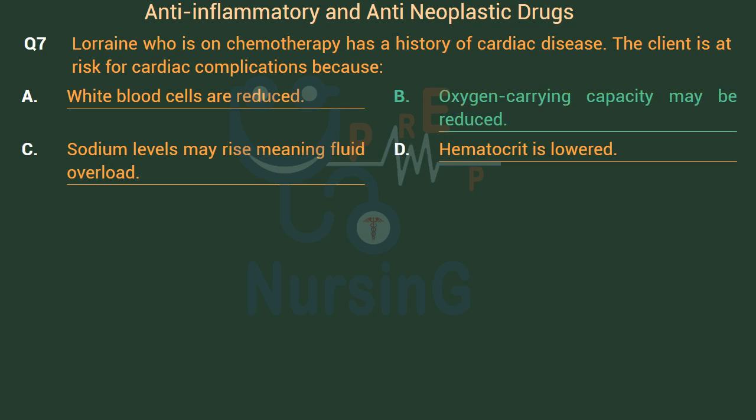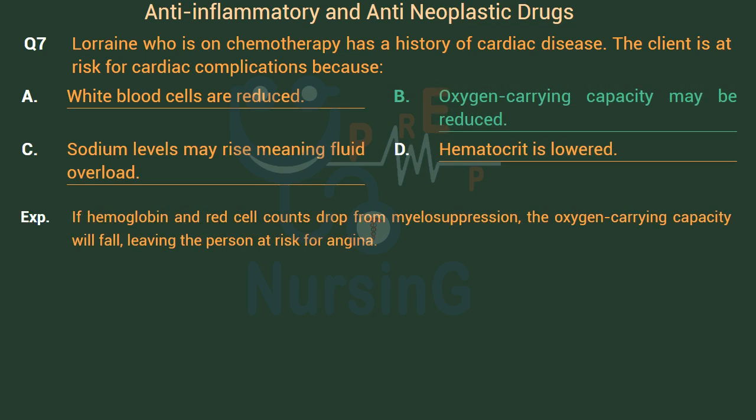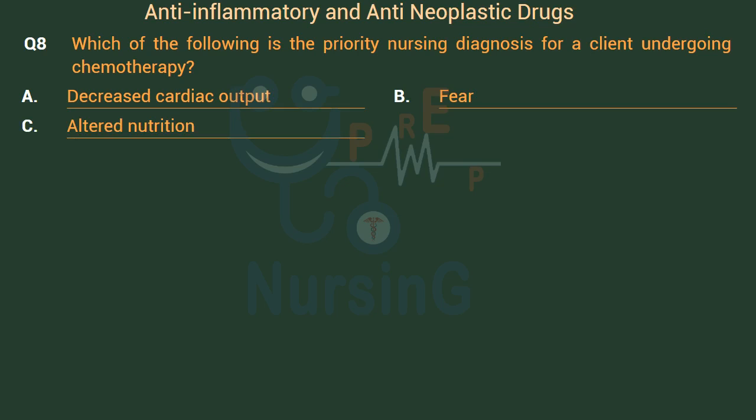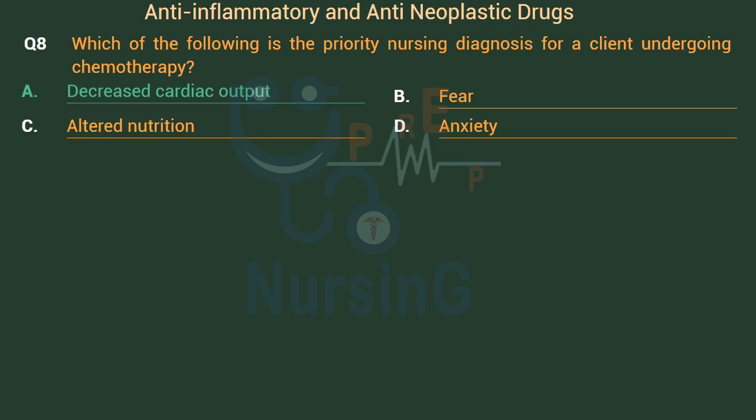Right answer is Option B. Oxygen carrying capacity may be reduced. If hemoglobin and red cell counts drop from myelosuppression, the oxygen carrying capacity will fall, leaving the person at risk for angina. Which of the following is the priority nursing diagnosis for a client undergoing chemotherapy? Option A. Decreased cardiac output. Option B. Fear. Option C. Altered nutrition. Option D. Anxiety. Right answer is Option A.